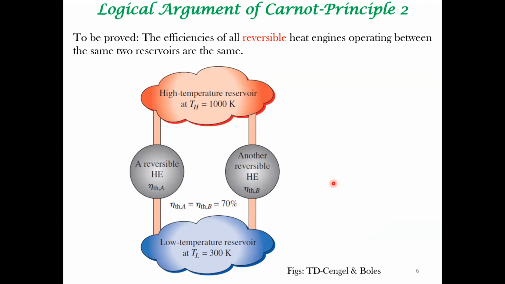This proof is easier having proved the first principle. You can imagine, let's say, there are two reversible heat engines, but one having greater efficiency. In this case, both the heat engines have the same efficiency. What does that mean? So let's say we fix this.